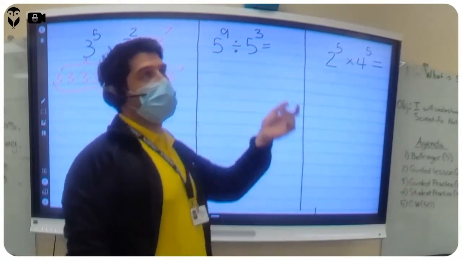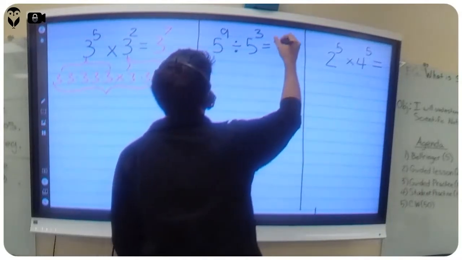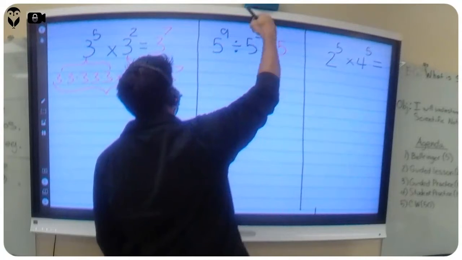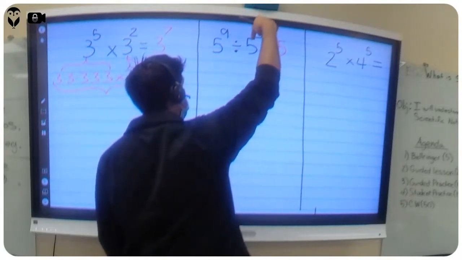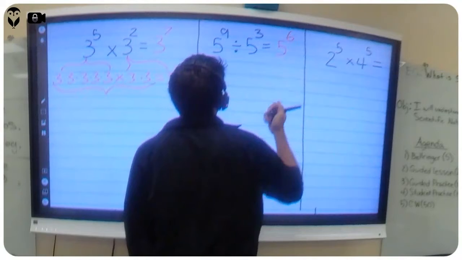Okay? Now, if you add when you multiply, what do you think you do when you subtract? When you divide? So you subtract here. So the 5, again, is going to stay consistent. And exponents always do a step down. So division, what's easier than division? Subtraction.